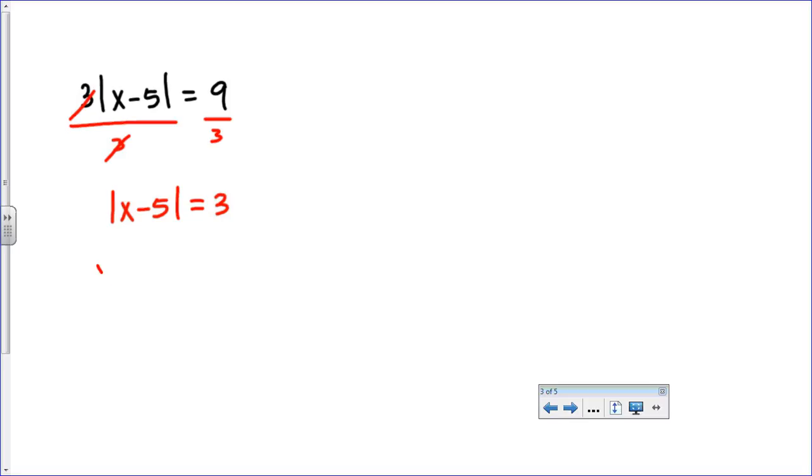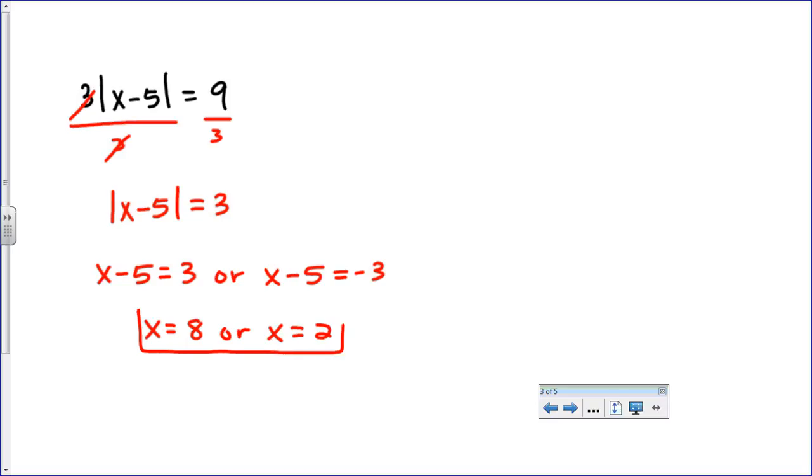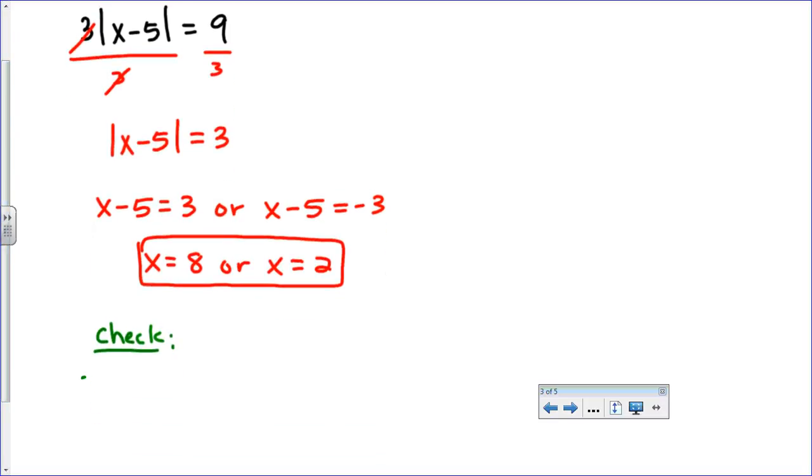So I'm going to have x minus 5 equals 3, or x minus 5 equals -3. So x equals 8, or x equals 2. Let's make sure we did that right. So I'm going to check x equals 8.